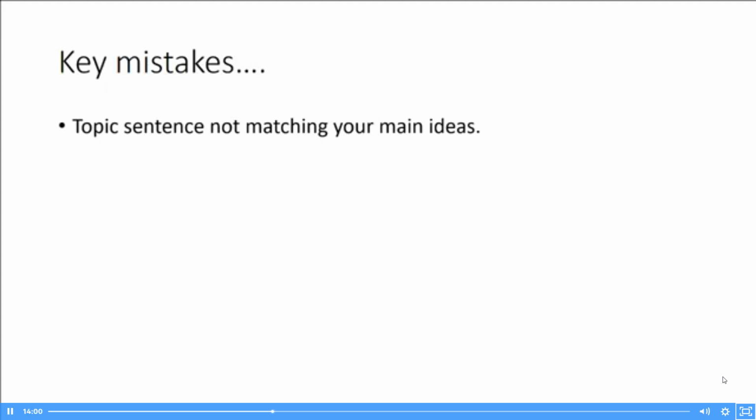Again, go back to the basic structure. You're thinking of ideas, you're outlining them in your introduction, you're putting them in your main body, and you're putting them in the conclusion. They all should match. You should have two main ideas, and they all match up.